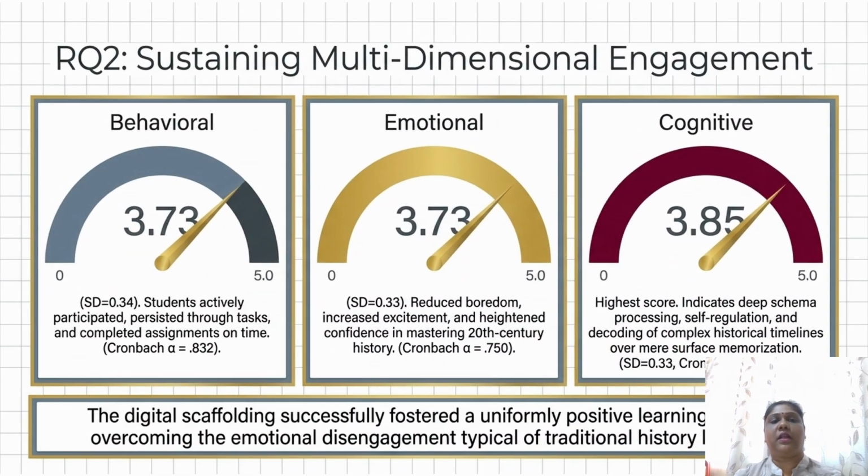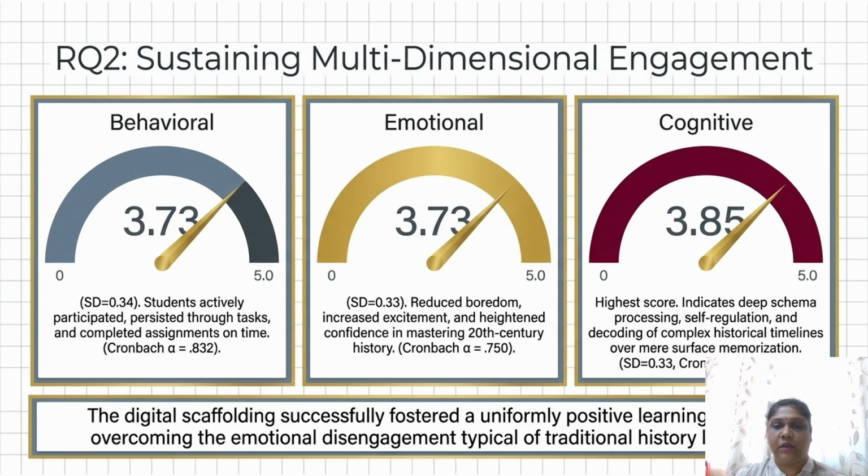Question 2: sustaining multidimensional engagement. The first one is behavior. For behavior, we get 3.73 over 5. Students actively participate in the preset tasks and complete the assignments on time. The second one is emotional. For emotional, it reduced boredom and increased excitement, heightening confidence in mastering 20th century history. For this one, we get the same score as behavior.